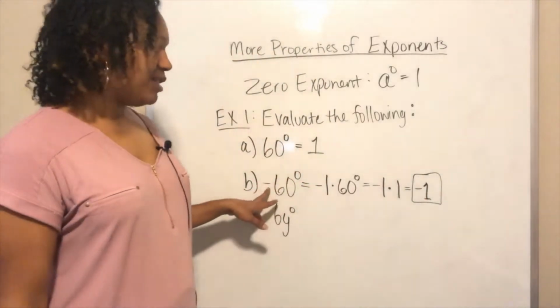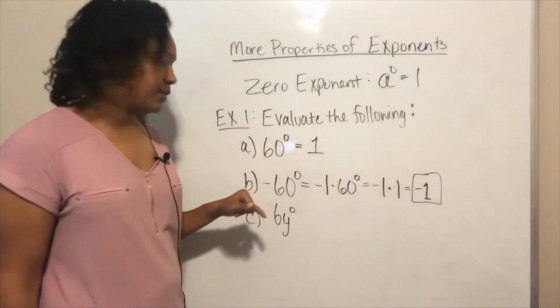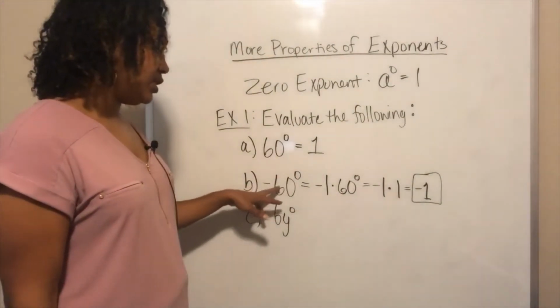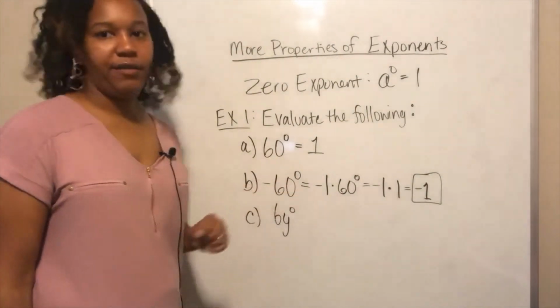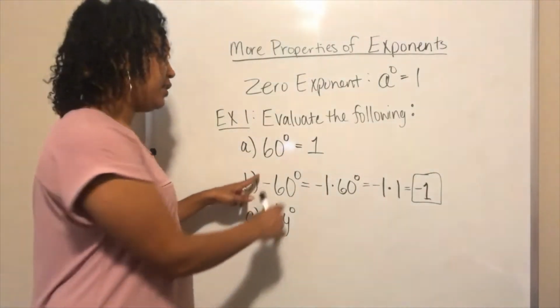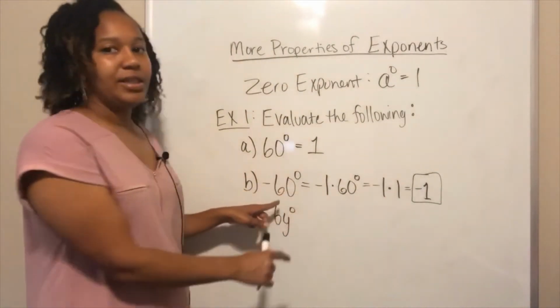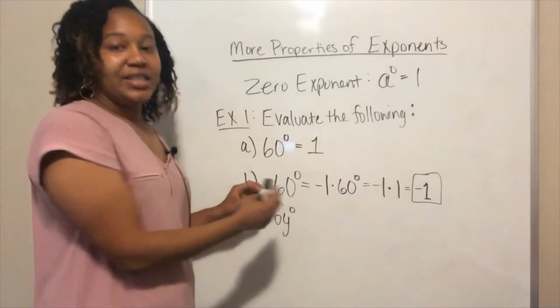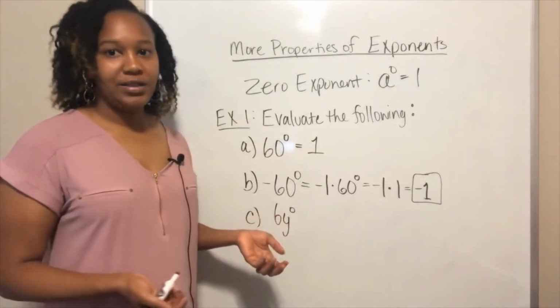And that's because you have this negative in front. So 60 to the 0 is 1. Basically, you replace 60 to the 0 with 1. You still have that negative in front. Now, it would be different if the negative was in parentheses. If it was negative 60, in parentheses, to the 0, then that whole answer would be a positive 1.